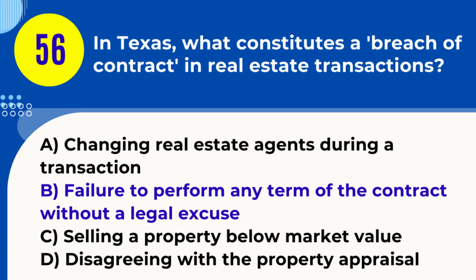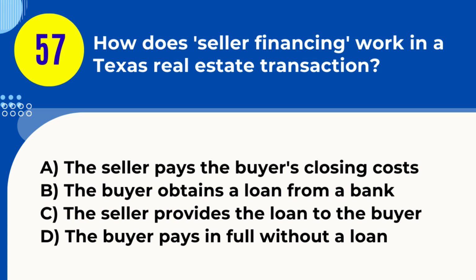Explanation. A breach of contract in Texas real estate transactions occurs when either party fails to perform a term or condition of the contract without a legal excuse, such as not completing agreed repairs or failing to close the sale as scheduled. Question 57. How does seller financing work in a Texas real estate transaction?